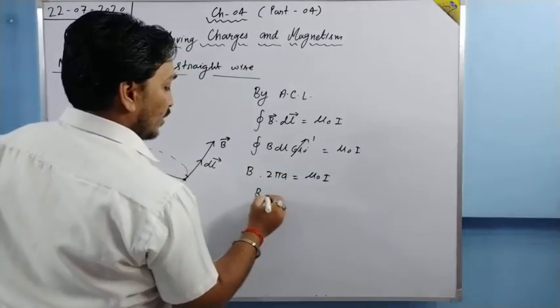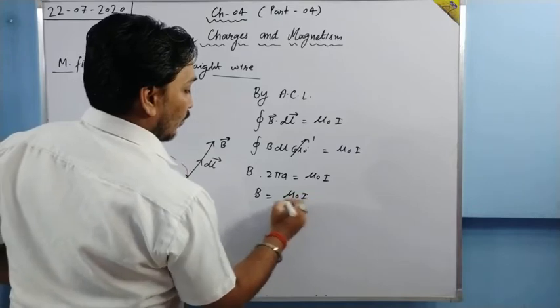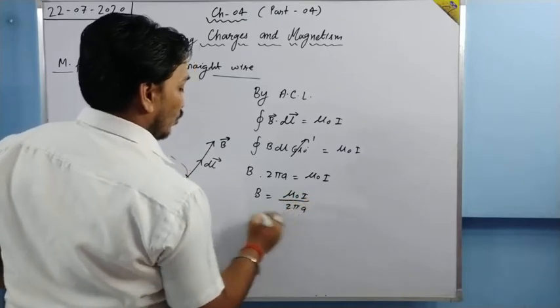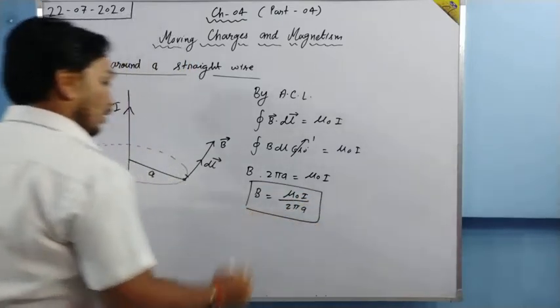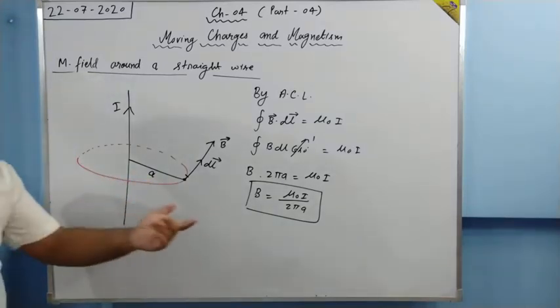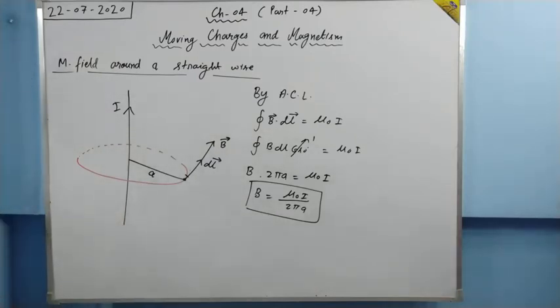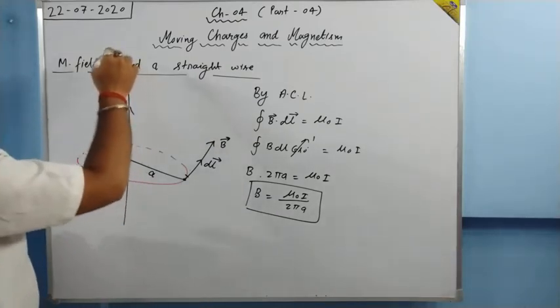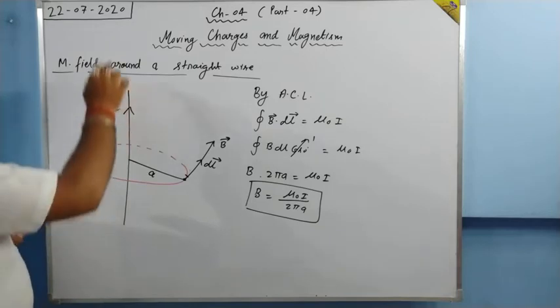So basically, B is equal to what? Mu naught I upon 2 pi a. So this is the value of the magnetic field around a wire at a distance a from it. But for this derivation, there is a condition. The wire should be of infinite length.